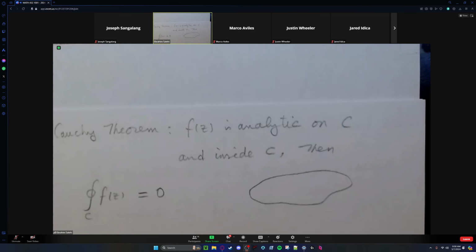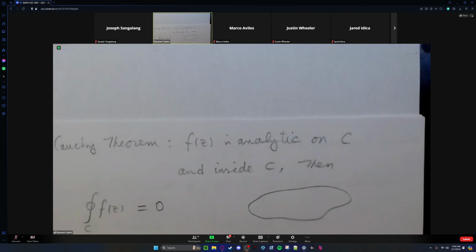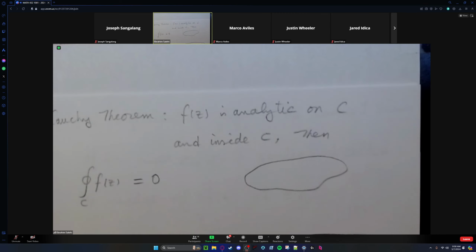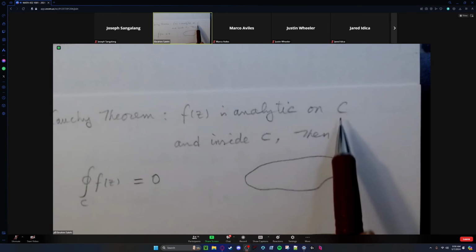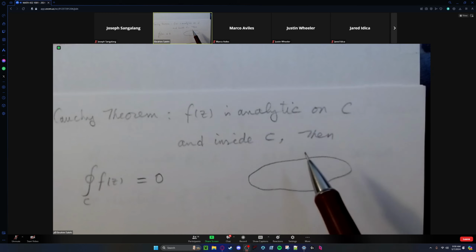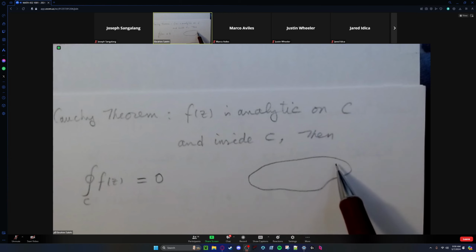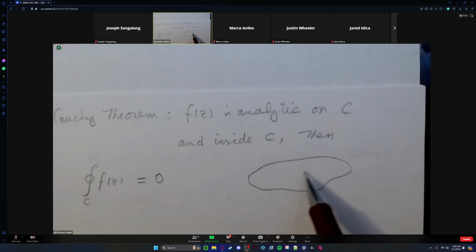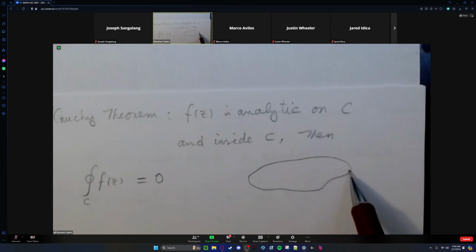Here comes a review of Cauchy theorem. Cauchy theorem says if you have a function, it's analytic. By the way, you need this for the test as well. If the function is analytic here, and there is no hole, no bad point, and you integrate over this closed curve, the integral is 0. Done.